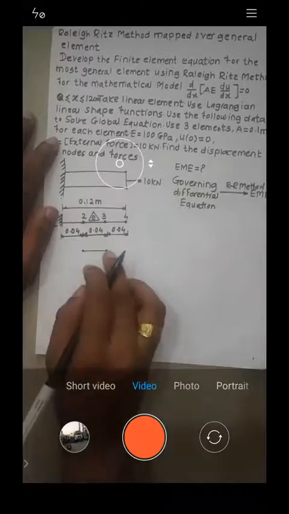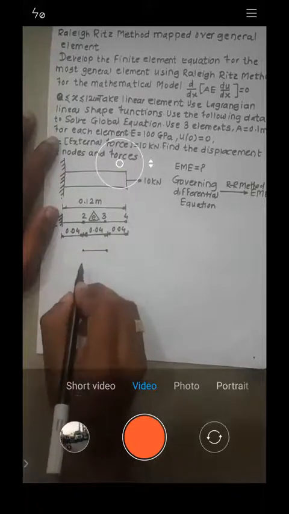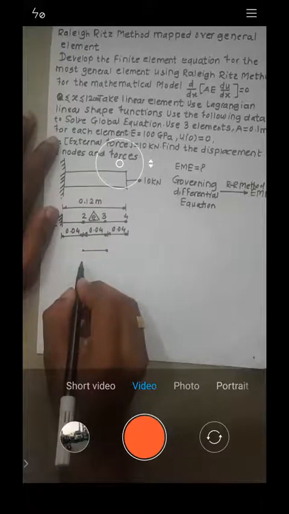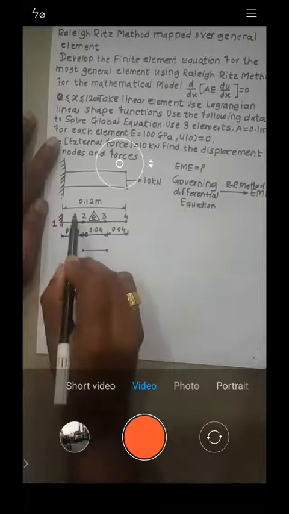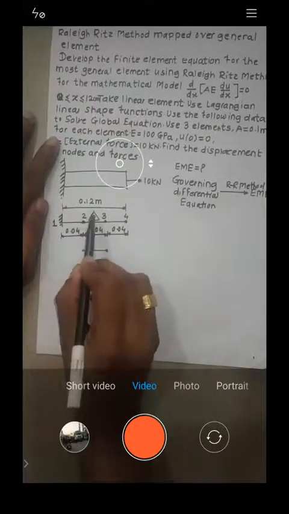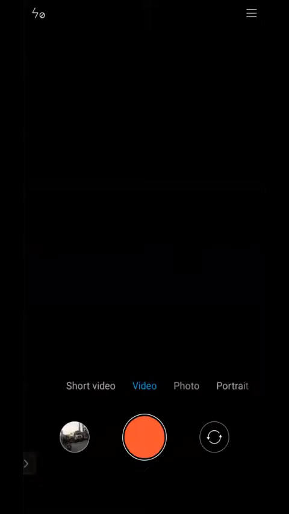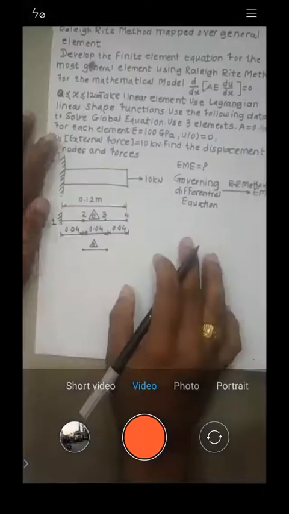Is it okay or not? Just consider this element. Element means, you can take anything, even 1 to 2. See, you can take this also as an element. You can take any element. I'm just taking this element. I will call this element E, element number E, right?